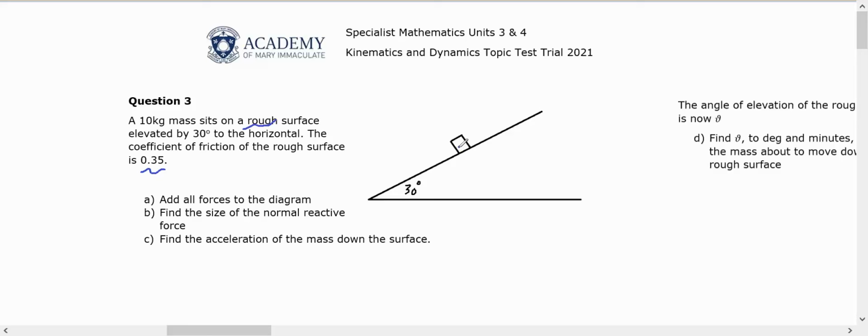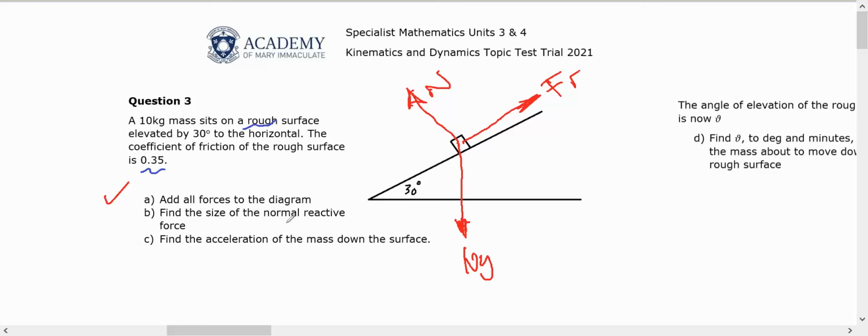Okay, so I'm going to have a weight force, which will be 10G. I will have a friction force, which should be parallel to the surface. I'm going to call that friction force, and I will have a normal reactive force. So they're my 3 forces. Draw them in a different colour, make sure they're nice and big.